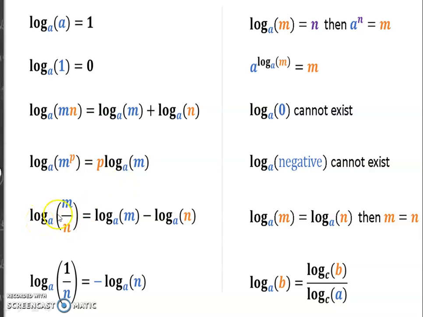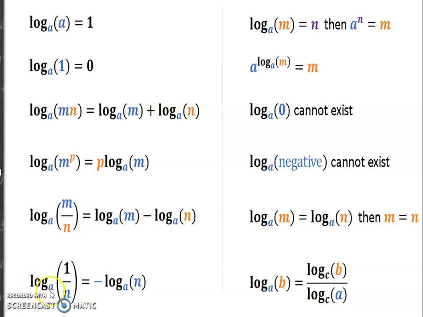Next one, log m upon n, that is the quotient law of logarithm. The base is a, then log m to the base a minus log n to the base a. That means log is applied to both numbers with the same base but a negative sign is there. That is why it is the quotient rule.